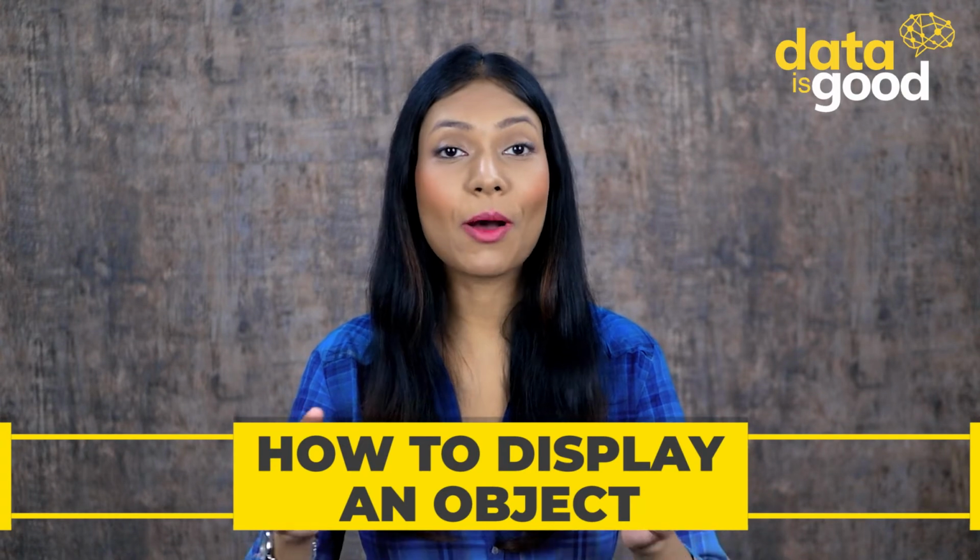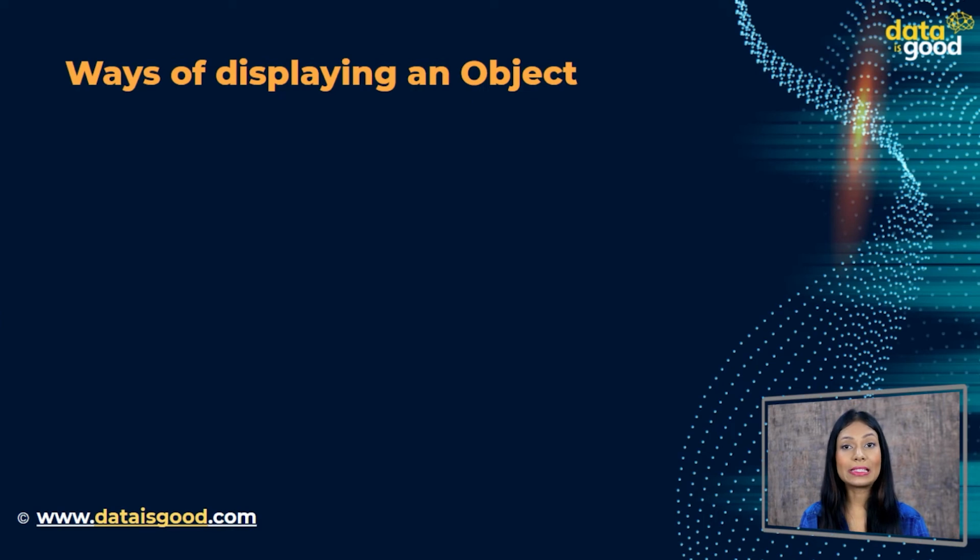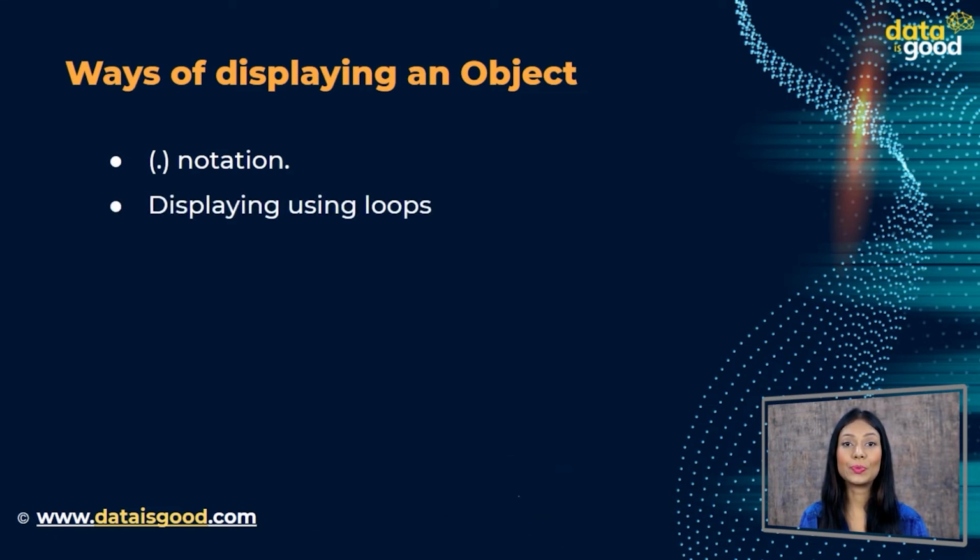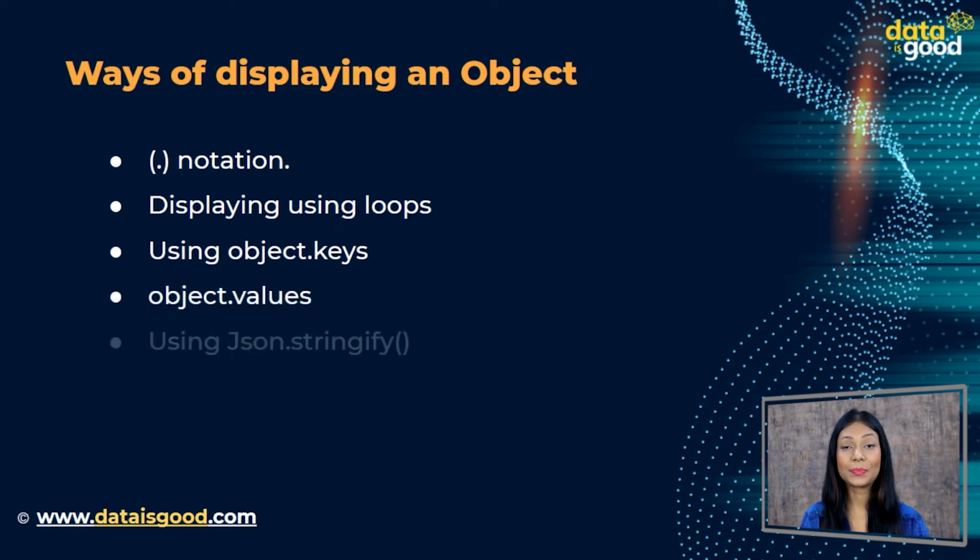In today's lecture, we will be learning about how to display an object. Let us see what the agenda of this lecture is. So we will be seeing the ways to display objects on the console. The ways we can display an object are by displaying object properties using dot notation, displaying using loops, using Object.keys and Object.values, and using JSON.stringify. When we create an object, we need to display it on our screen. So how can we do that? Well, there are a few ways to do that.